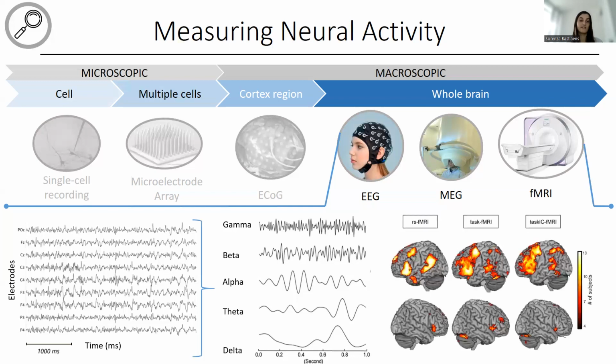And fMRI detects changes in blood oxygenation to infer neural activity using a scanner with a large magnet. So compared to EEG and MEG, fMRI is an indirect measurement of neural activity. Essentially, it captures the changes in the level of oxygen in different brain regions to provide a measure of how the activity of these regions changes over time with great spatial resolution this time. And this is what is called the BOLD signal.